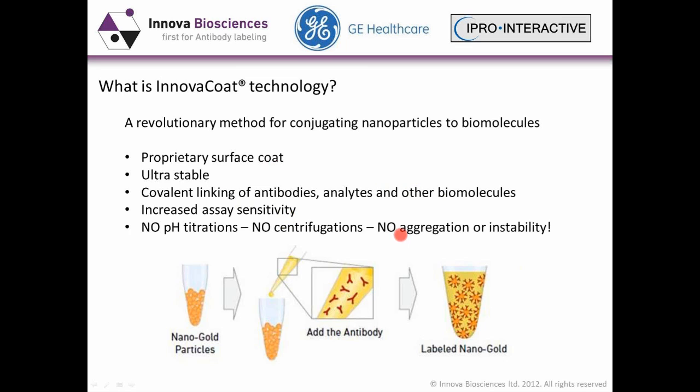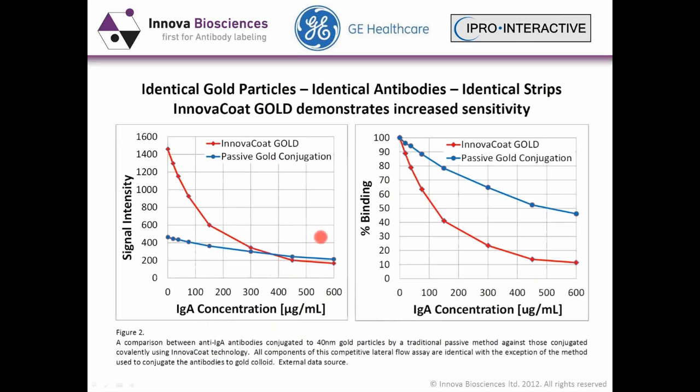Again, as we say, we've covered the stability and the sensitivity. I will now show you on this graph here. So here we have a large protein, IgA, a comparison between passively conjugated gold particles, all the same gold, the same antibodies, the same buffers. Everything was maintained exactly the same except for the passive conjugation here and the Innova coat conjugation here.